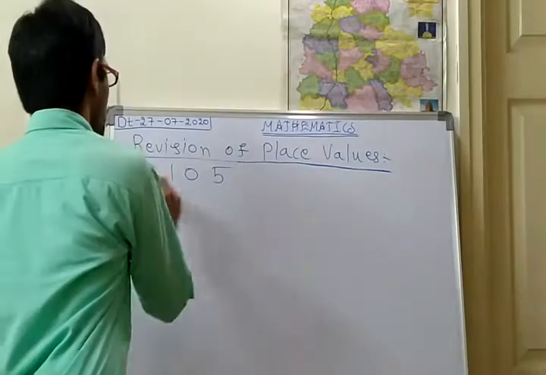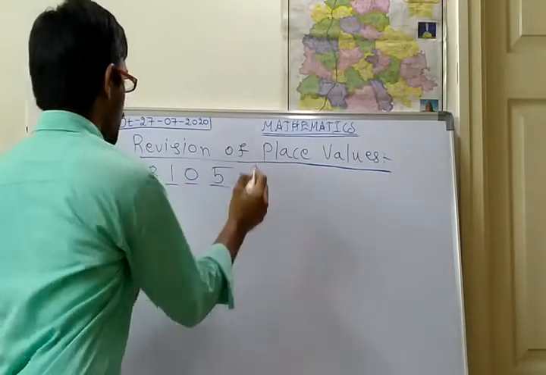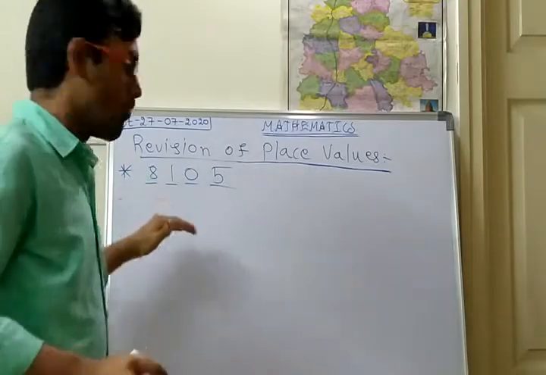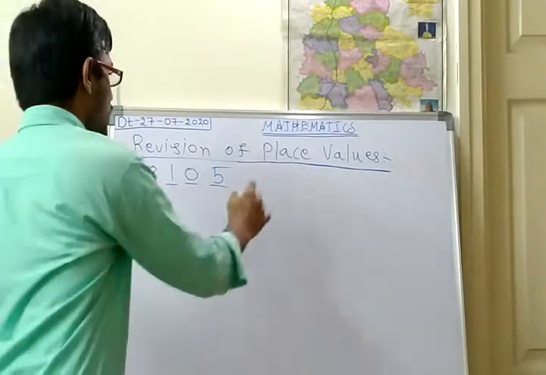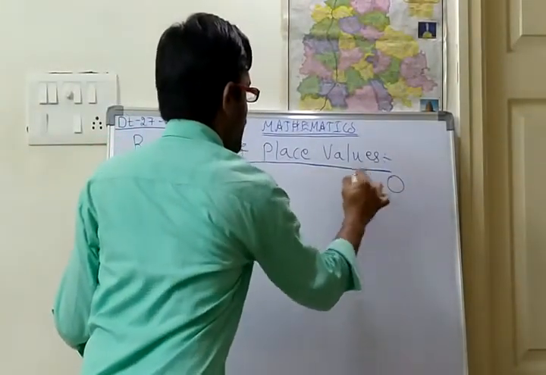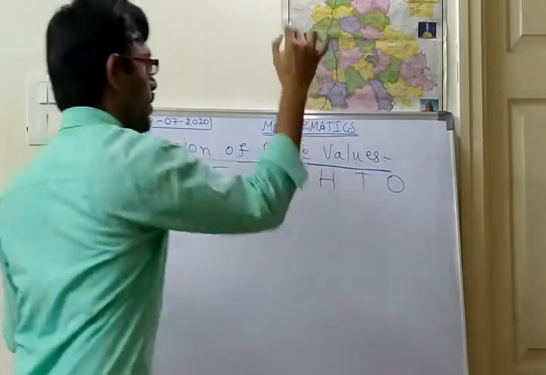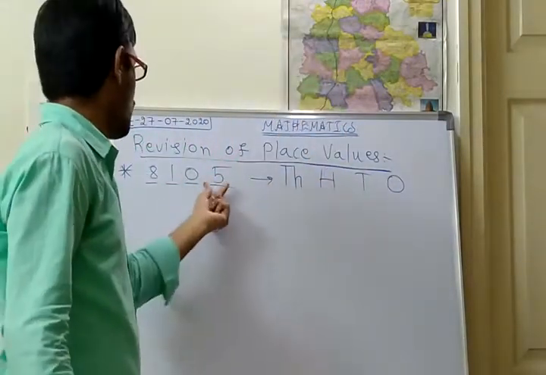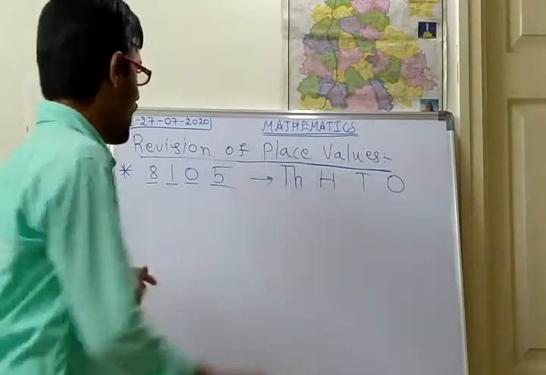So in 8105, how many digits are there? 1, 2, 3, 4. So 4 digits are there. So 4 digits means how many places will there be? 4 places. Okay. So what are the 4 places? Ones, tens, hundreds. So after hundreds, thousands will be. So ones, tens, hundreds, thousands. Okay. Like this you have to take.